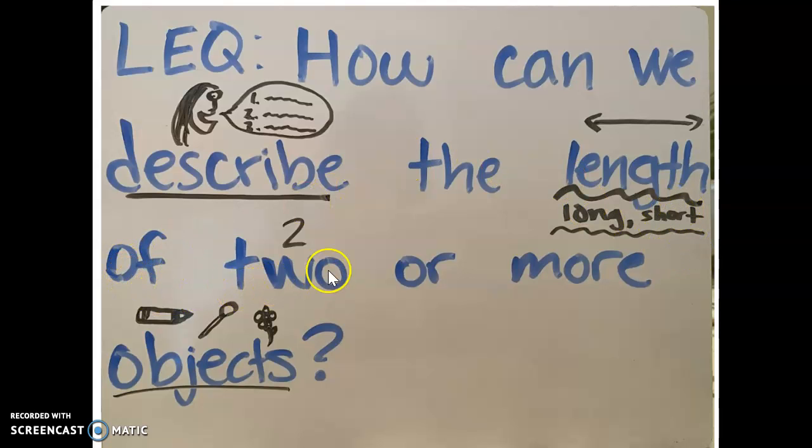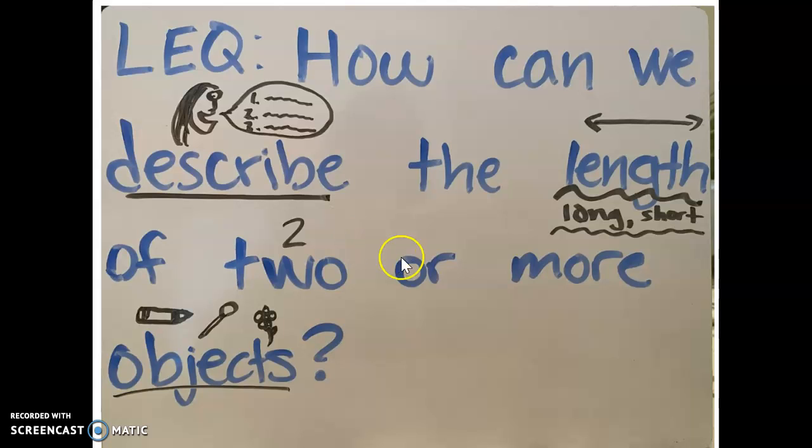And then it says of two. So I wrote the number 2, so you remember that's how we read this word two, or more objects. And another word for objects would be things. So it would be anything you can measure. So here I just drew a crayon, a spoon, a flower. So objects are things you can measure.